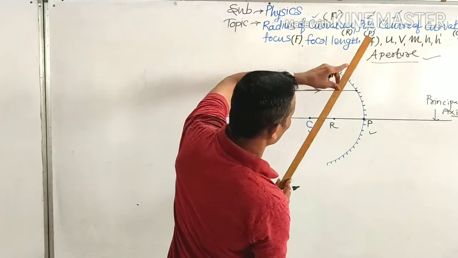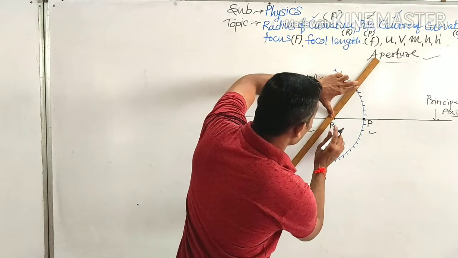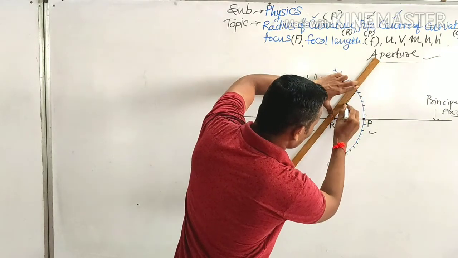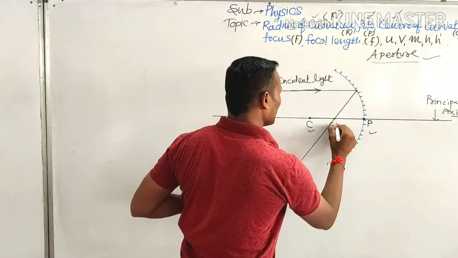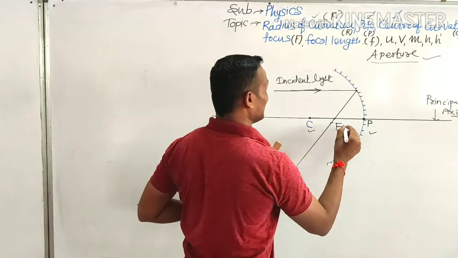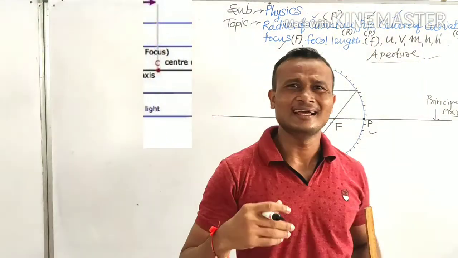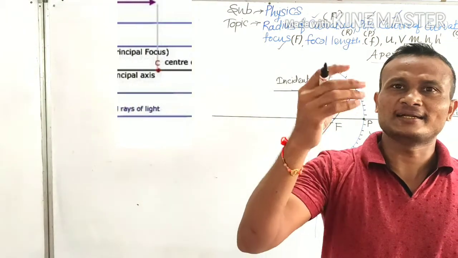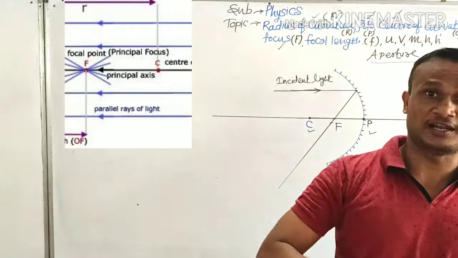We call it as focus, and normally focus lies in the central point of radius of curvature. So this is what your focus. This point is nothing but the focus. So focus is a point. What is focus? Is a point where the reflected rays meet or incident rays meet after reflection.